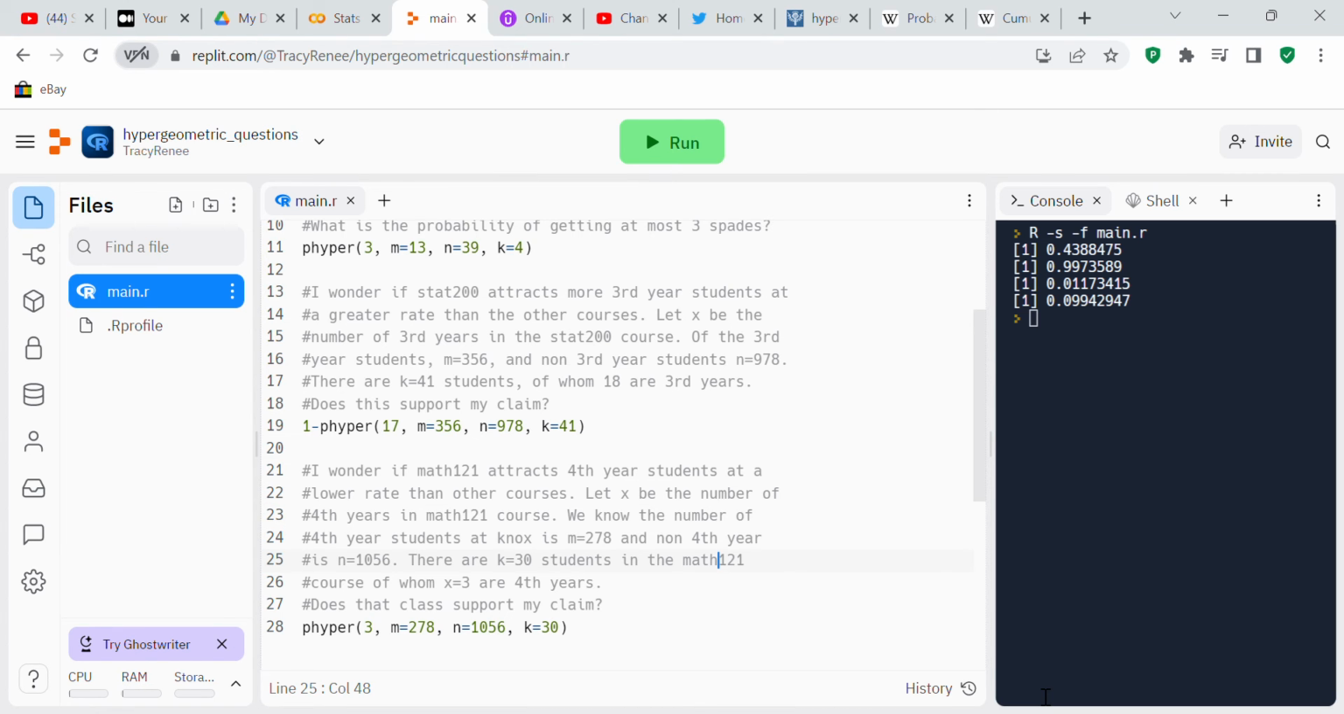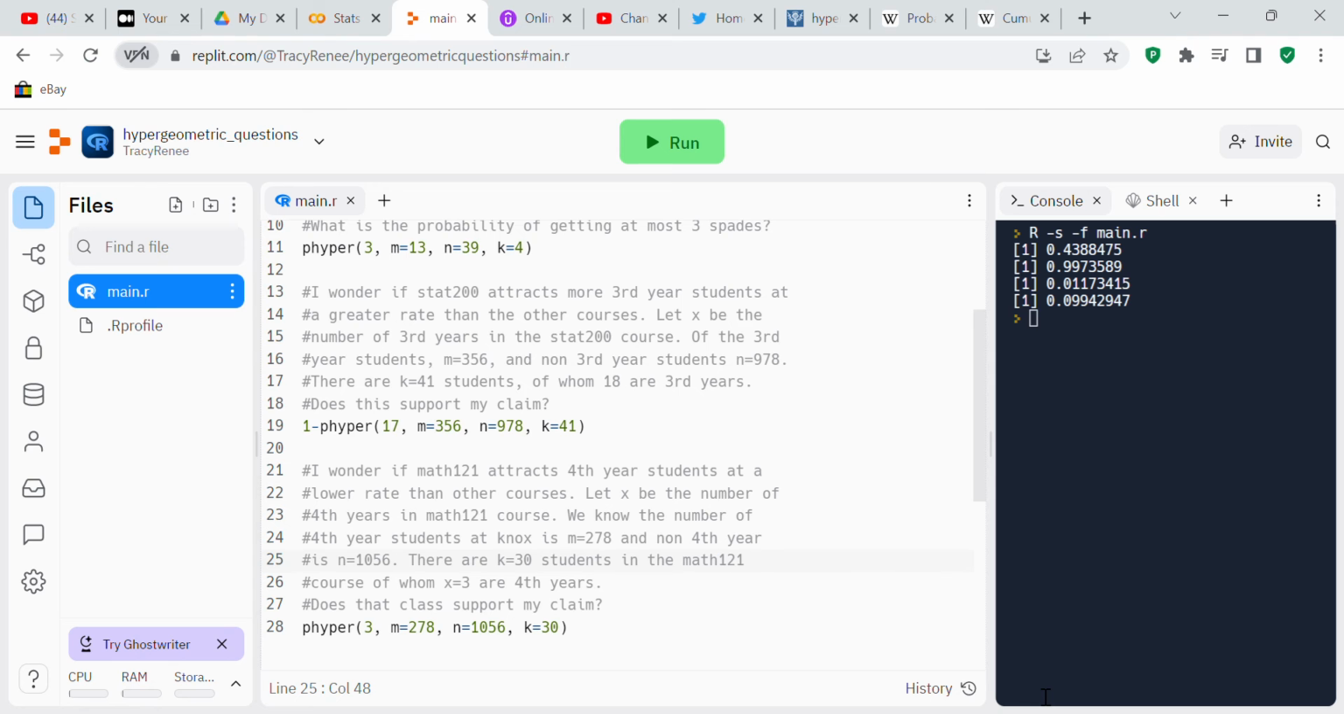So the answer to that is hyper, and then in brackets, 3 is the number of fourth-year students in the class, 278 is the number of fourth-year students, 1056 is the number of non-fourth-year students, and 30 are the number of students in the class. And the answer to that is 0.09942947. So that's the answer.